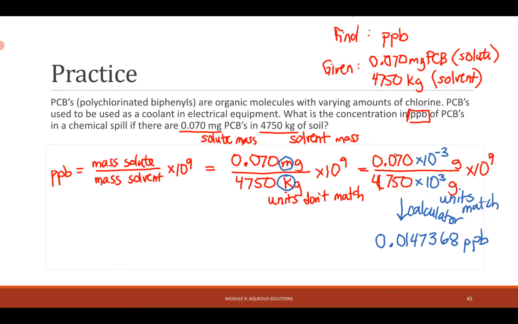Let's see what my sig figs need to be. If I look at my sig figs in the original information, this has 2 sig figs, the 7 and the 0. And this one has 3 sig figs. There's no decimal at the end, so the 0 can't be counted. So 2 versus 3, based on that multiplication rule, I would need to keep 2. And so that would translate to 0.015 ppb.